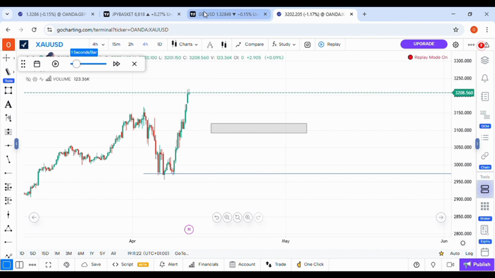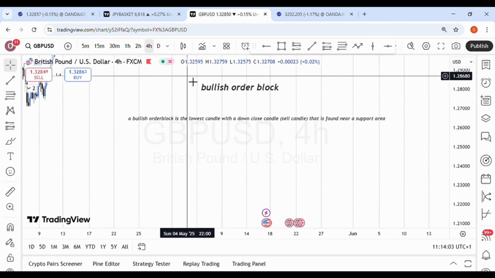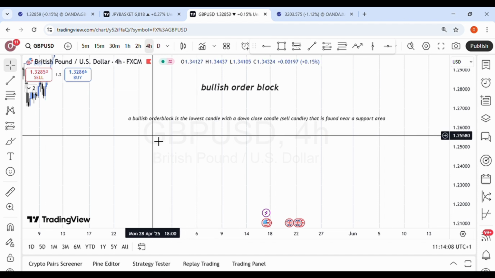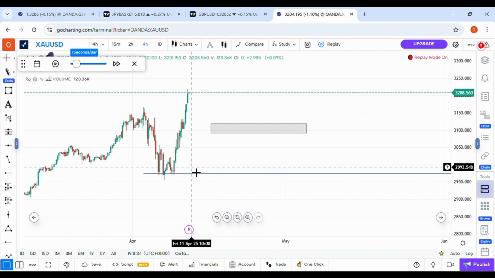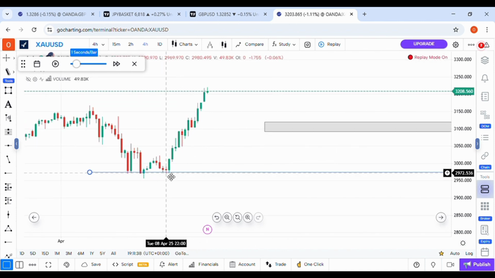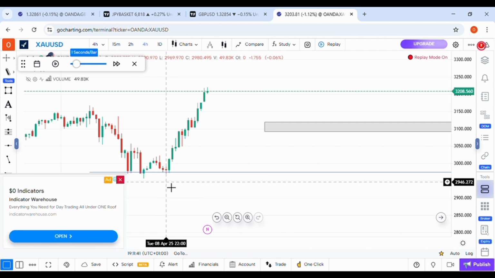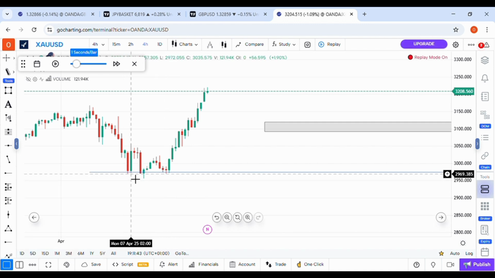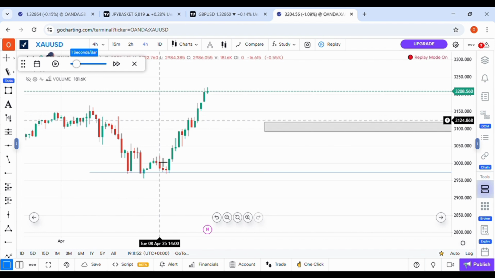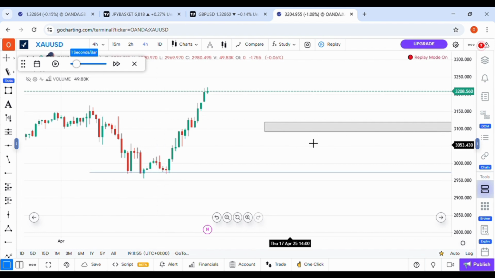And what does a bullish order block say? A sell candle that is found near a support area. A bullish order block is the lowest candle with a down close, which is a sell candle. You understand? Now let's find our bullish order block. This is our sell candlestick here, and it is near a support area. This is our sell candlestick before dishing out this big engulfing candlestick that caused a break of structure, giving us a valid order block here. So this is our order block.